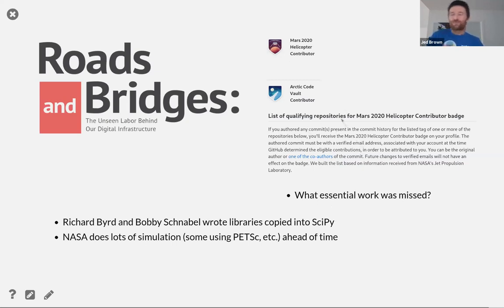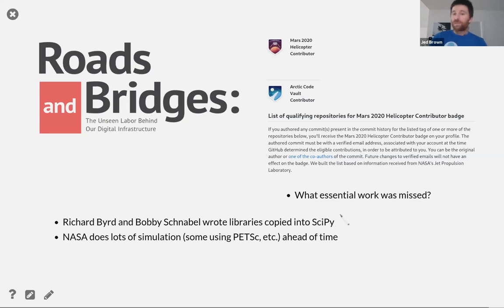So they had a list of qualifying repositories, and they took this list from NASA, and it explored the dependency graph of the software that they had. And GitHub has other tools for seeing this network, but it tends to be siloed by language. So it doesn't cross over. If you've written something in C or Fortran, and then you use it from Python, it doesn't get recognized in the same way.